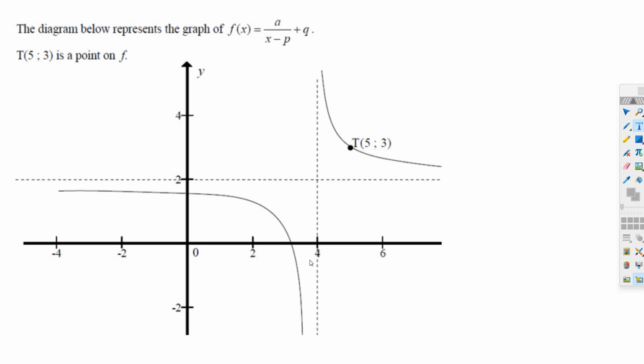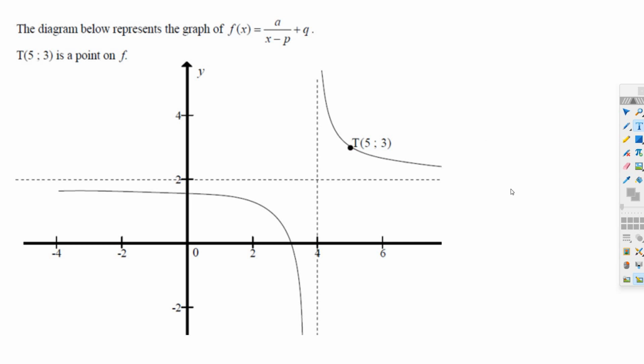And p is the opposite of this number 4 here. So whatever makes the 4 here, p must be equal to 4, because 4 minus 4 would make it 0. That's the place you can't go. So it's the opposite of this positive 4. P must be 4. Well, if we know q is 2 and p is 4, then we can substitute x, which is 5, and y, which is f of x, in there, and we can solve for a.